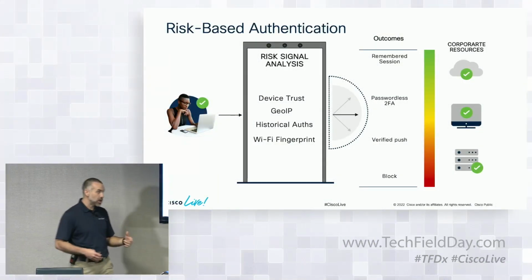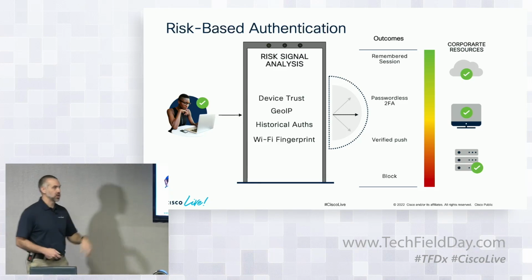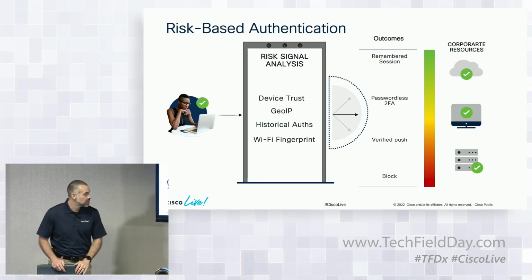Or if we're a little unsure, let's present a passwordless authentication. That's low friction, or a Duo push, which is also relatively low friction. Then if we're really in the gray area, or the orange area, you'll get something called verified push, which is new technology I'll be talking through today, just coming up. And finally, if it's really low and we're certain it's bad, we're just going to outright block that authentication.